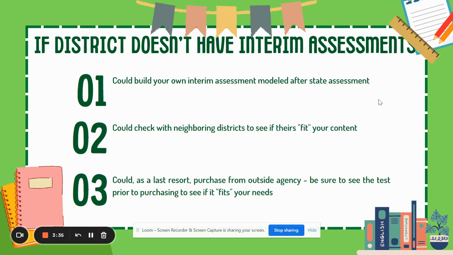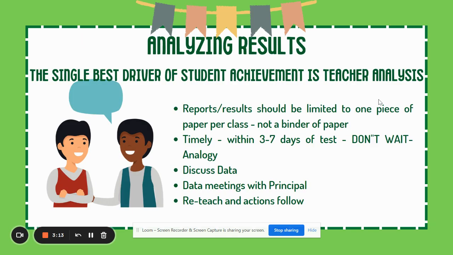If the district doesn't have interim assessments, there are some options. A district could build their own, modeled after the state assessment, which would take some time. A school could check with neighboring districts to see if they could borrow theirs and if it fit their content, or could, as a last resort, not really advise to do this, but purchase from an outside agency. The school would just need to be sure to see the assessment to be sure it fits their needs before purchasing.